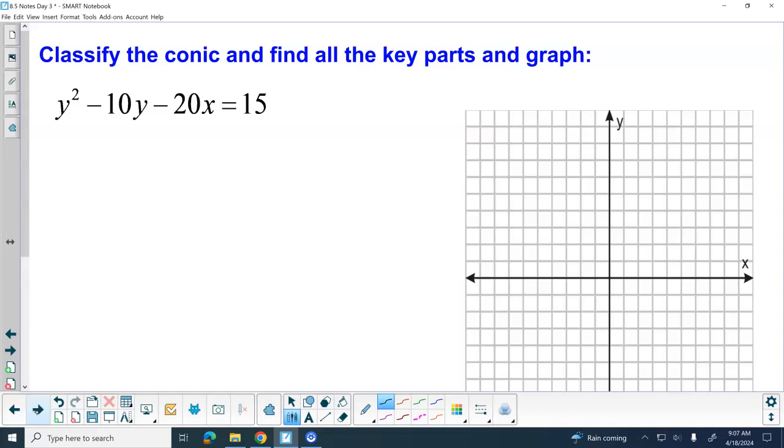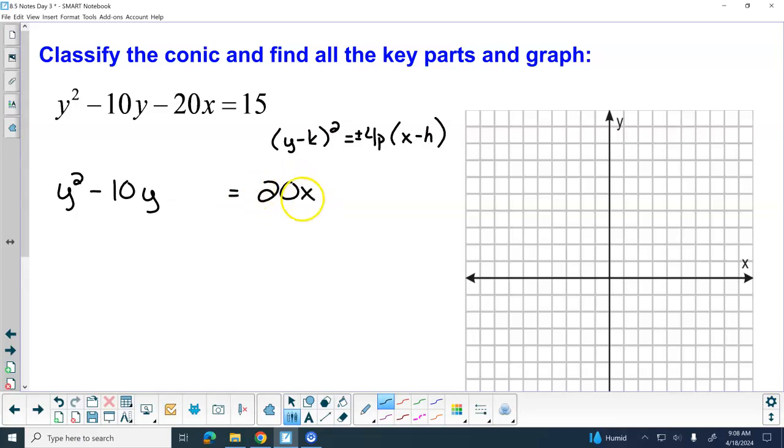And since it's y squared, that means we're going to get it into the (y minus k) quantity squared equals plus or minus 4p times (x minus h) form, because it's y squared. Which means that it's a left or right opening parabola. Okay? So grouping y's, I'm going to group my y's together, and I'm going to move everything else, in this case the x's, off to the other side.